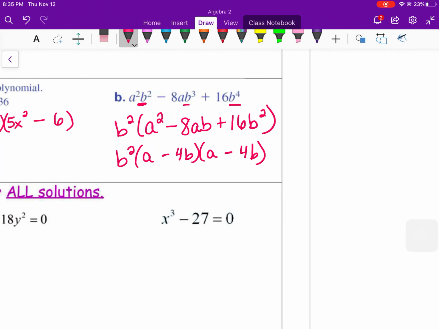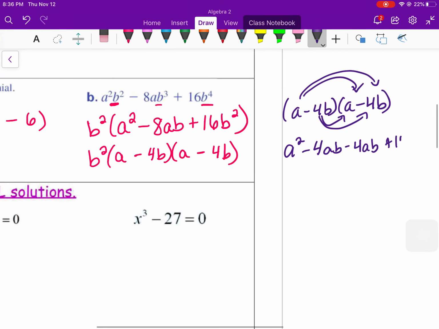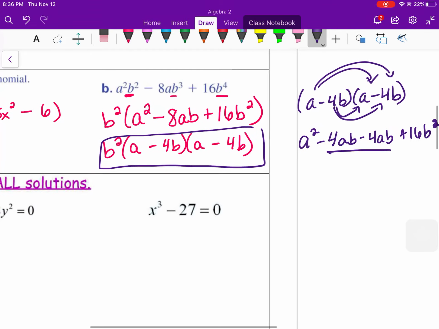So we could multiply that back out just to check. So a minus 4b times a minus 4b. So a times a is a squared. A times negative 4b is negative 4ab. Negative 4b times a is negative 4ab. And negative 4 times negative 4b would be positive 16b squared. And then you'd combine like terms and you would get the negative 8ab. So that would in fact be the answer for that one.